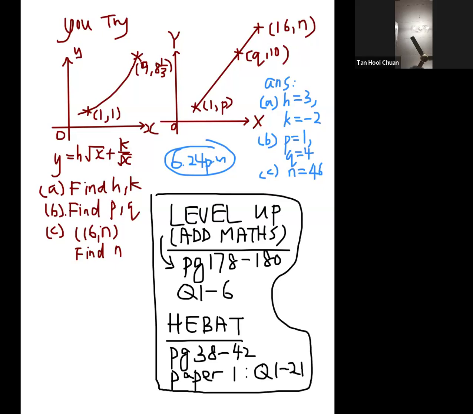Okay, so Level Up book, you do this one, page 178. Even though they show you the example, you do it yourself first before you see the solution. Questions 1 to 6. And then Hebat, you do paper 1, questions 1 to 21. My son will write down the solution slowly. The questions in front are all very basic. I try the whiteboard questions and then write down the questions you need to do for this week. I'll make sure you do it because your exam is actually not far away from now. Okay, I erase it. No, I mute myself.